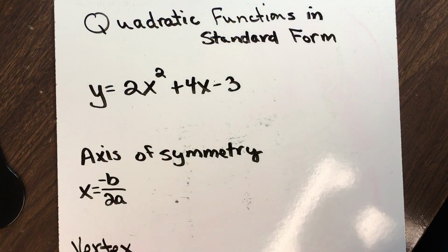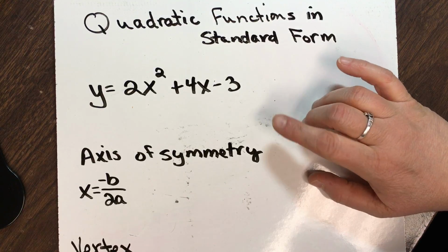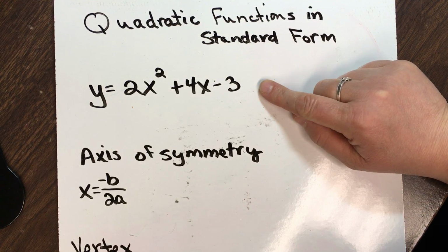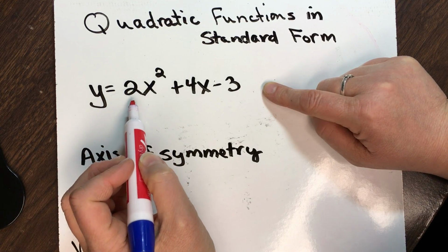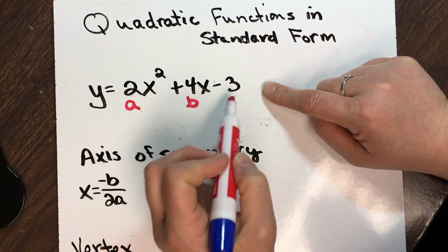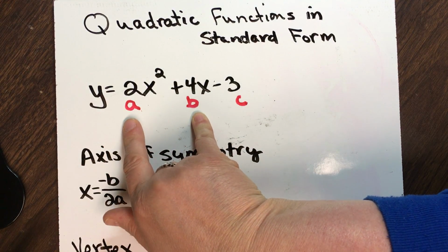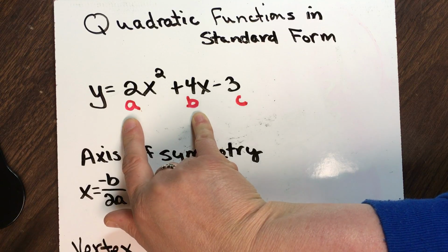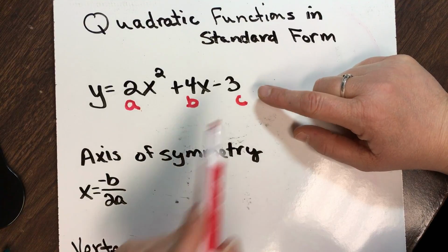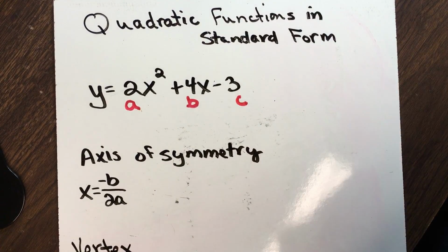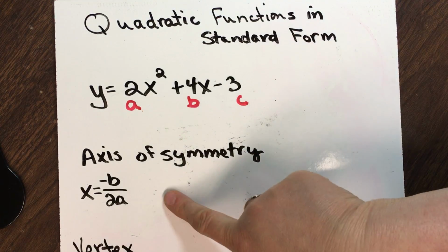Today we're working with quadratic functions in standard form. So we need to identify a few things in our standard form equation. We need our A, our B, and our C. Notice A and B are a coefficient to a variable, and they are all numbers. So A, B, and C are all numbers. That allows us to do a few things with this equation and pull some information out.